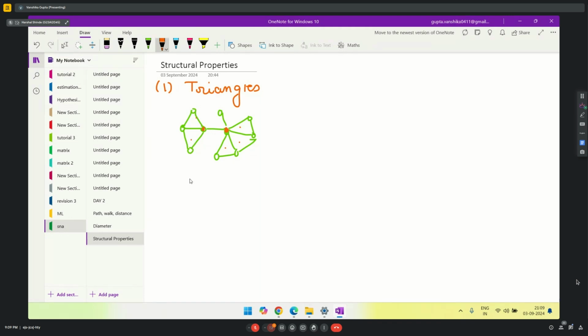Okay. So first of all, when we are discussing triangles, we go to a term called triadic closure. So what is a triadic closure? If A to B is connected and A to C is also connected, then there is a very high chance of B and C being connected to each other. This is what triadic closure says.